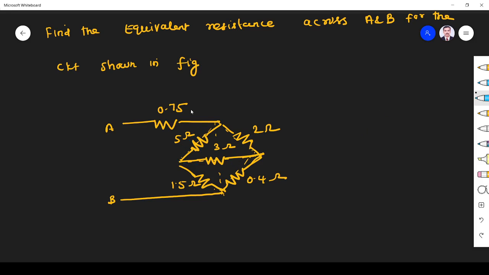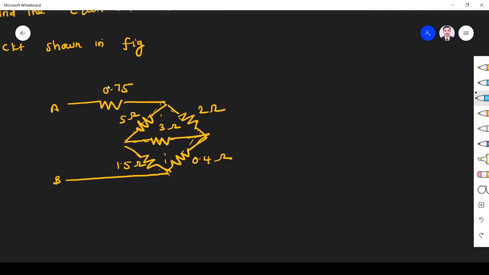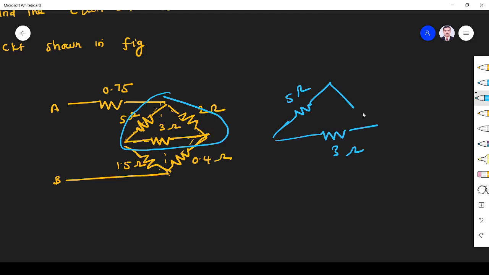First we will take only this delta area. Whenever you have a problem like a bridge circuit, you take this delta area. Here you see this is 5 ohm, this is 3 ohm, this is 2 ohm. I want to convert it to the equivalent star. The equivalent star will be like this.